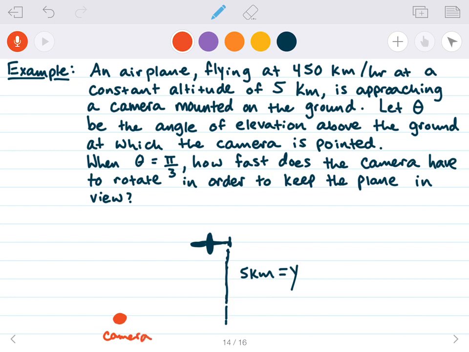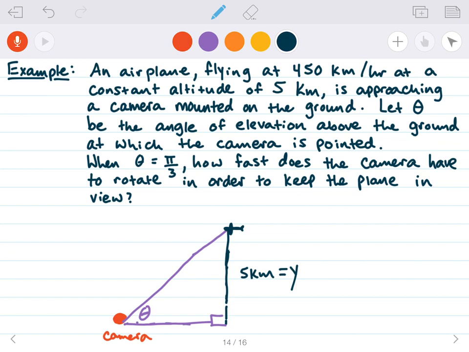And theta is the angle of elevation with the ground to the plane. So let's just draw a quick sketch here. Angle of elevation, we are calling theta, so that's that guy, angle of elevation. And maybe I should do it like this. Let's do it like that. So here is our plane. Okay, all right. So far so good.